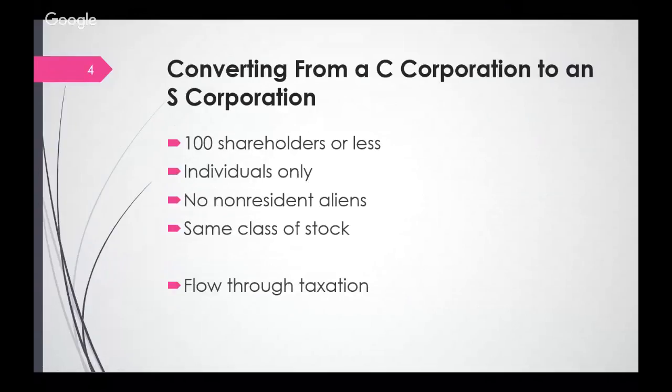So converting from a C to an S, there are some restrictions. An S corporation can only have 100 shareholders or less. An S corporation can have individuals only as shareholders. So if you want another company to be a shareholder of your company, in other words, you want to create some layers to your company, you can't do this with an S corporation, but you can with a C. Why do we create layers? It's liability protection. If one company is owned by another company, which is owned by another company, which is owned by an offshore company, whatever it may be, we are creating layers of liability protection.